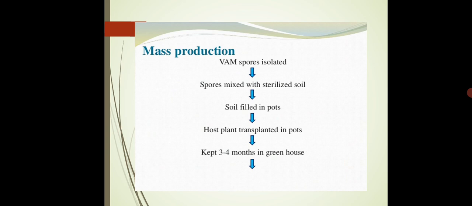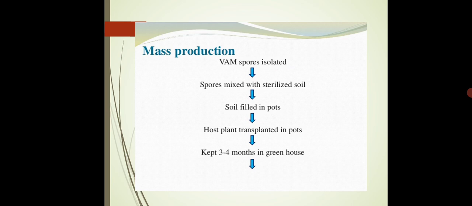Firstly, for the production of VAM, we require the isolation of spores. So VAM spores are isolated. VAM spores, or spores of VAM fungi, are also called chlamydospores and azygospores. Okay, so the spores of VAM are also called chlamydospores or azygospores.